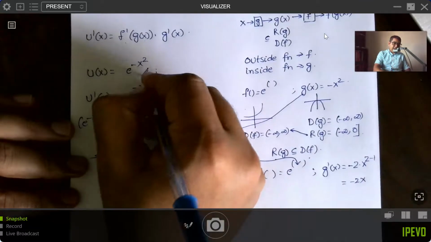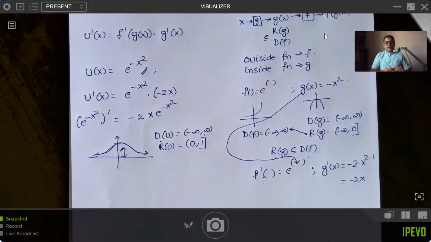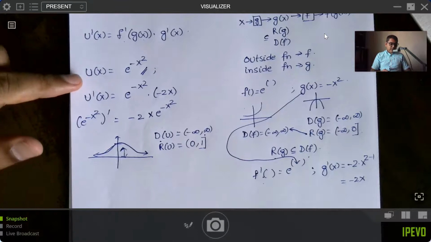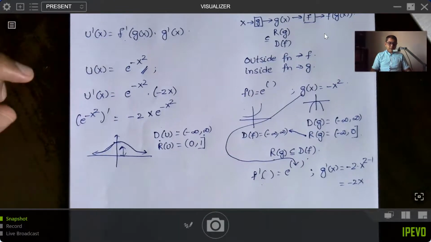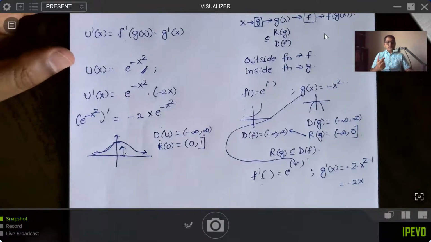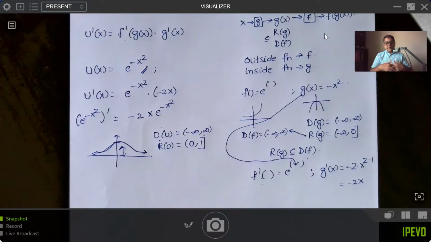This is a very, very important function. I hope you will see it again in the future. I'm pretty sure you will see it again in the future as well. Now there is another important application, another important connection: the connection of the chain rule to u substitution. Some of you may be familiar with it. Some of you may not be familiar with it.